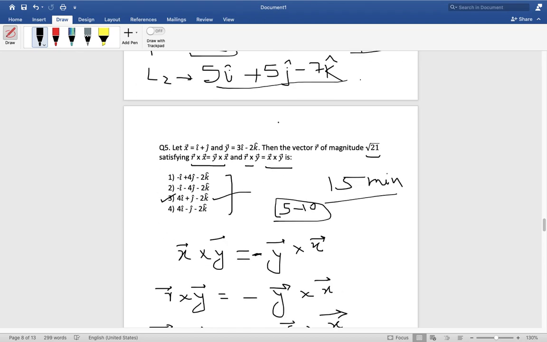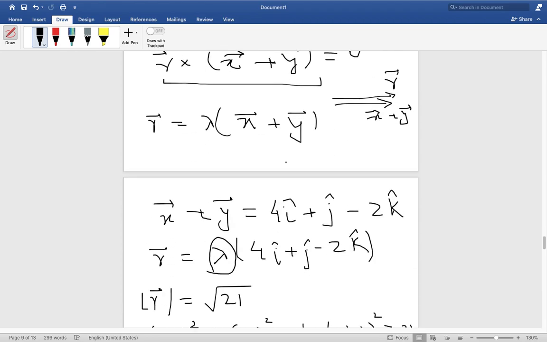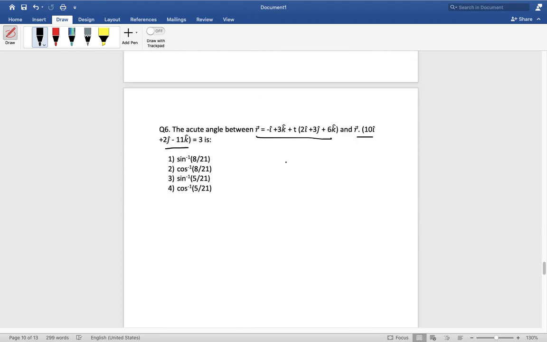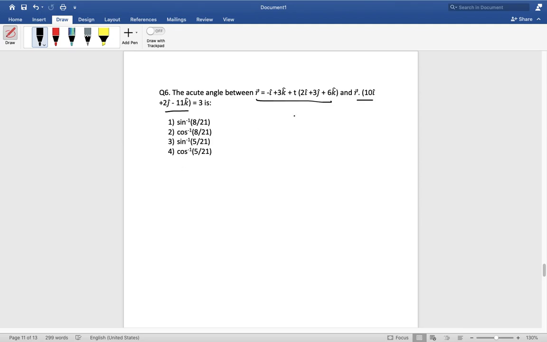Otherwise, you will assume r as ai plus bj plus ck. From the magnitude, you get one equation, which is a square plus b square plus c square is 21. Then you do one cross product here, one cross product here, and get two more equations in a, b, and c. Solve three variables, three equations. It will eat up a lot of your time, and it's just a waste if you don't think it through.